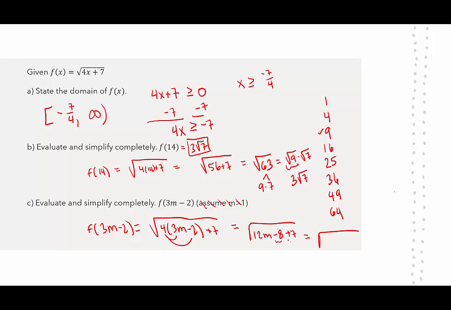And now I will combine my like terms. I have 2 constants, negative 8 and positive 7. Make sure you keep the signs that are in front of them. That's a negative 8 and a positive 7, so we would subtract and I get 12m minus 1. And that's as much as I can do. That would be my simplified function at 3m minus 2, final answer.